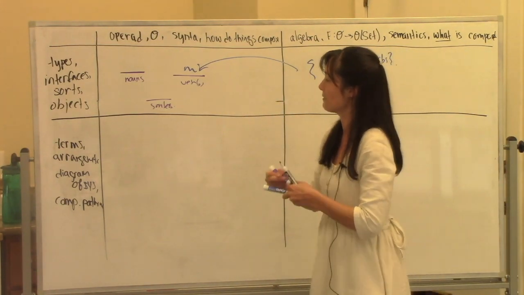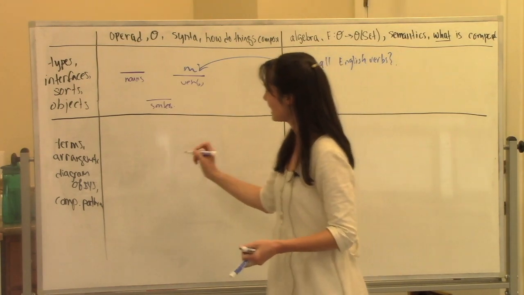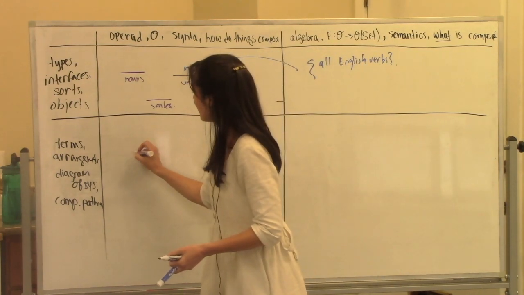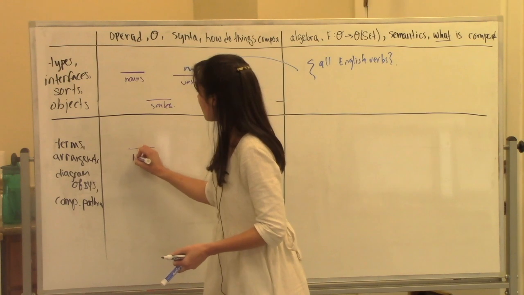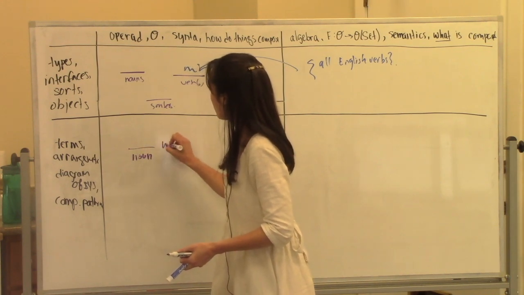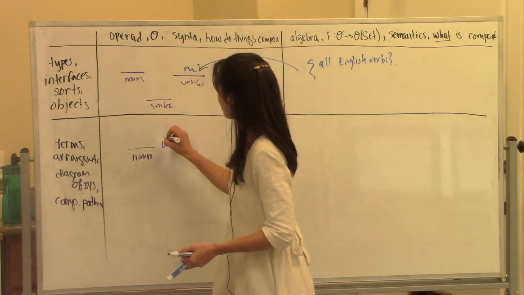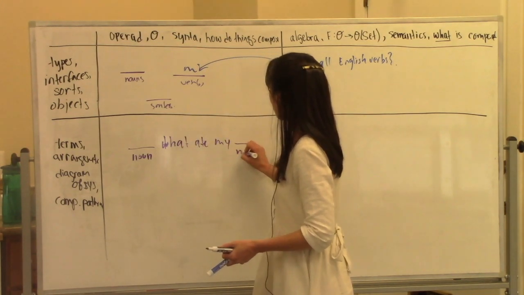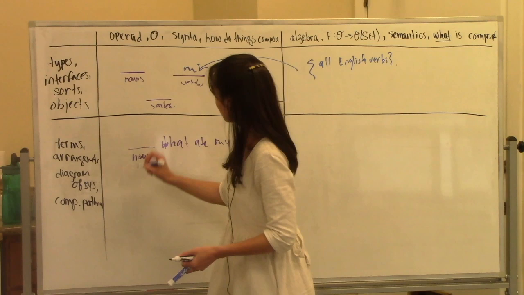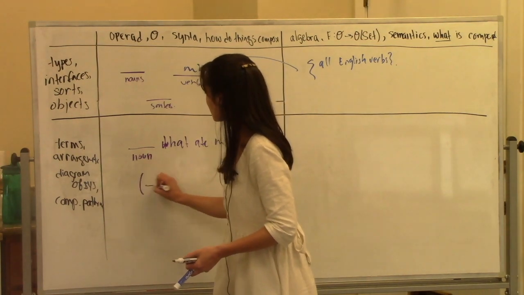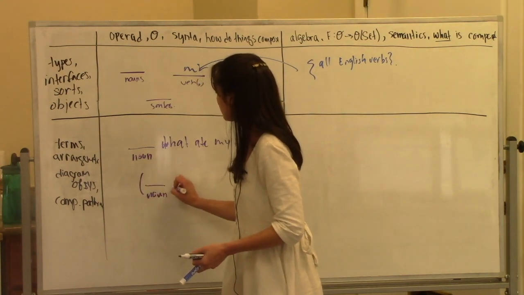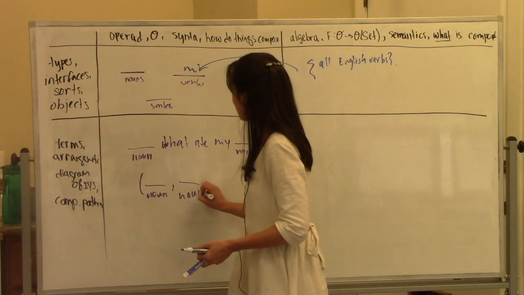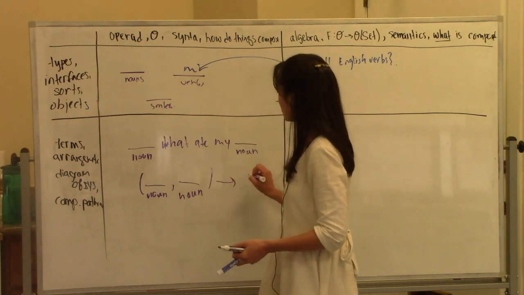In Mad Libs, if you've played this game before, it goes like this. I can say something like, "the noun that ate my noun." That's a thing that takes two nouns. So it's a map from noun, noun, and it gives me back a new noun.